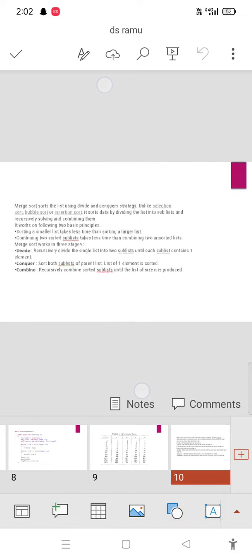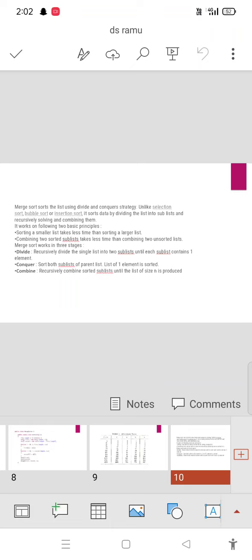Merge sort sorts the list using the divide and conquer strategy. Unlike selection sort, bubble sort or insertion sort, it sorts data by dividing the list into sublists recursively. Sublist means, for example, something produced by parents and then children. Parents is a class and children is a subclass, like that.